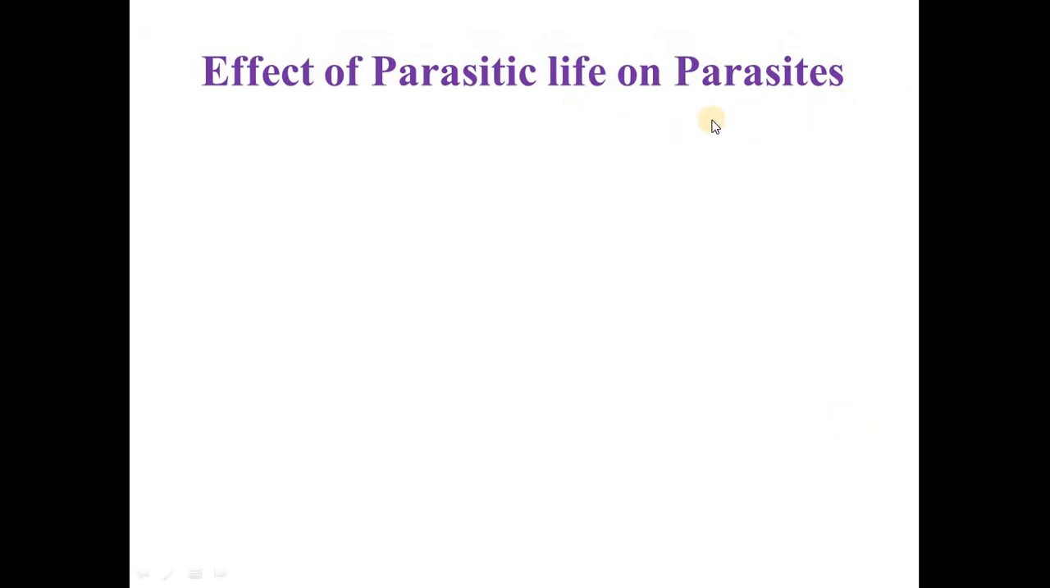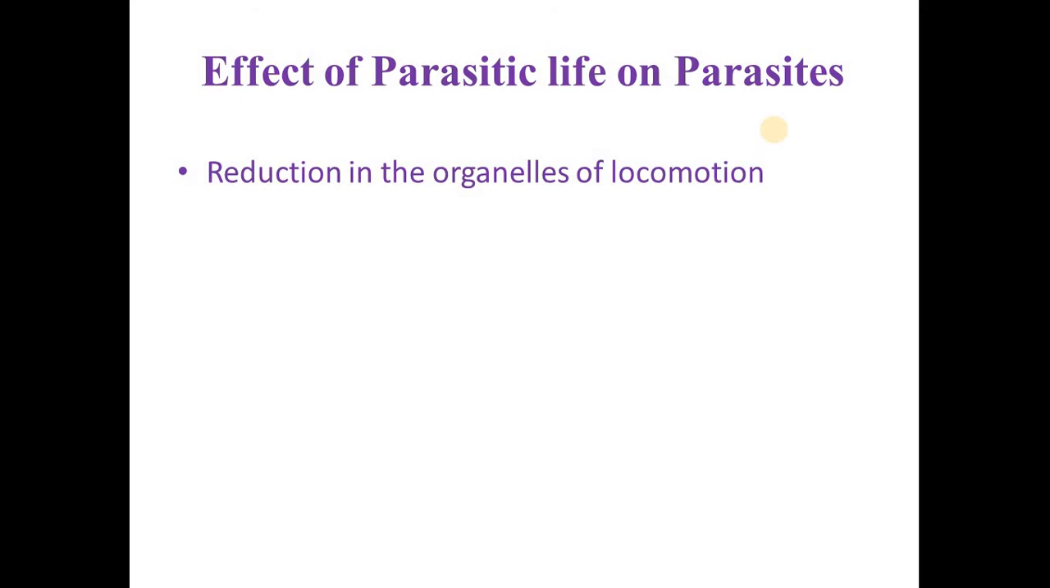Effect of parasitic life on parasites. In early parasitism, there are no morphological changes in the parasite, though physiological adaptations take place later. The following changes occur. First is reduction in the organelles of locomotion. Since the parasites are transported by the host, the locomotor organelles are simplified and finally lost. In some intestinal Sporozoa, Gregarina, only metaboly occurs, but in intracellular parasites, example Plasmodium, there is no locomotion.